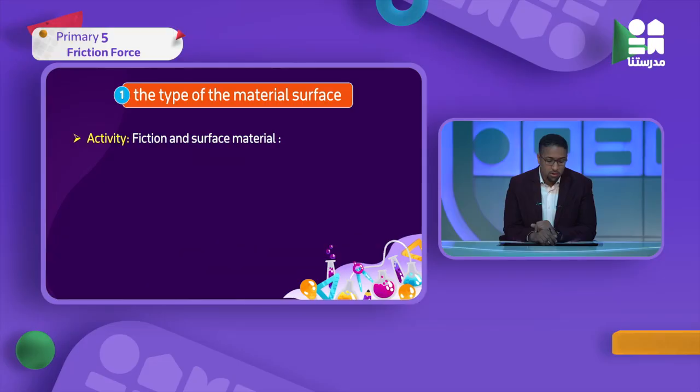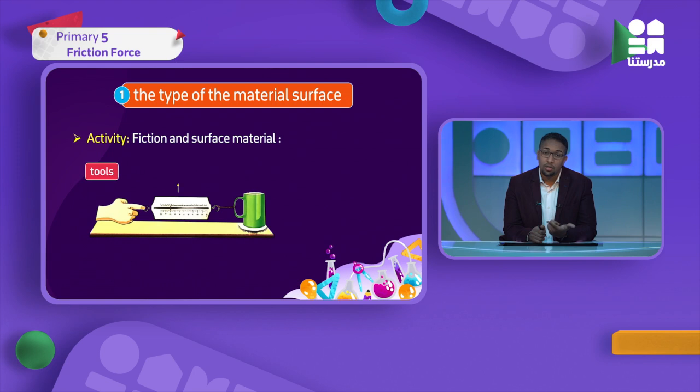Activity to show the type of material that affects the friction force: friction force and surface material. Tools: we need tools to see whether the surface material is rough or smooth. So we have here tools: spring balance, hook, mug, and sticky tape. Under the mug we will put silk, we will put cardboard, and we will put a piece of carpet.